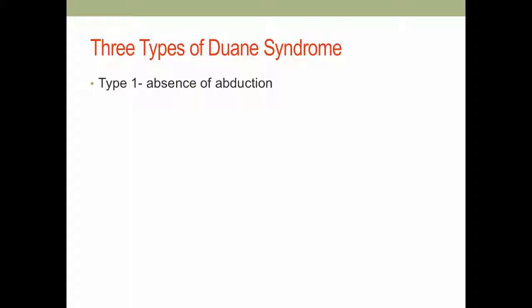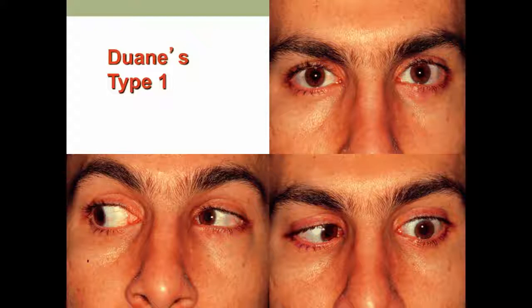The classic one where there's absence of abduction of the eye so that it looks like a sixth nerve palsy. The second one is there's an absence of adduction, so it looks like there's a medial rectus palsy, which by itself would make it a partial third, which is very unusual, or the combination of the two of them. In any case, nothing needs to be done. This is a typical type 1 Duane's.